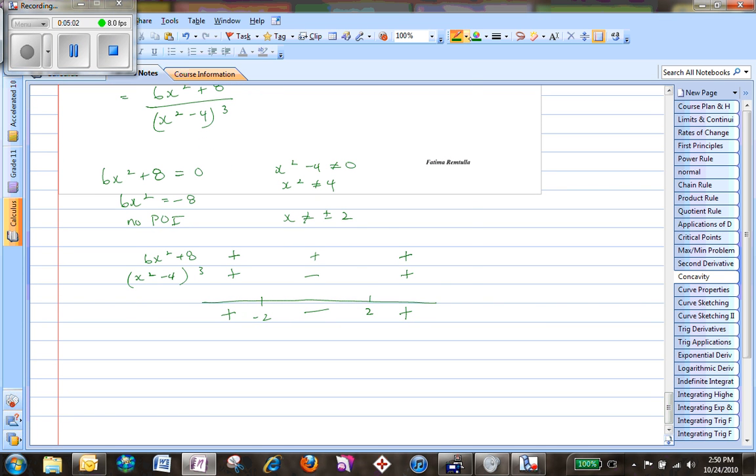Well, I already know this to be true. It is undefined here, and it is undefined here. So I have no points of inflection, but I do have differences in concavity. It's concave up, concave down, and concave up again.